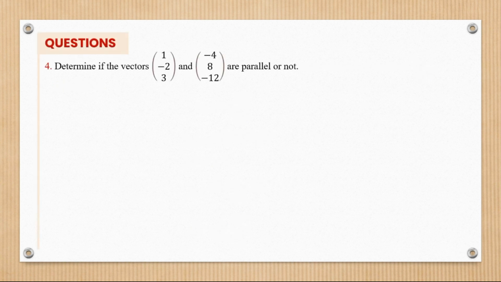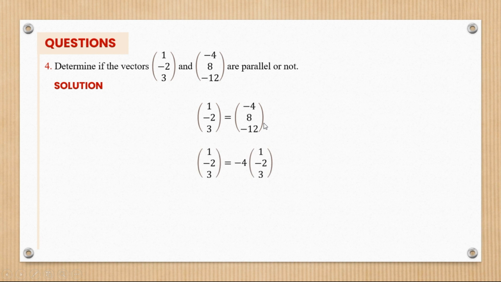So next we're being told to determine if the vectors, so these are two different columns, 1, negative 2, 3, and negative 4, 8, negative 12 are parallel or not. So how do we do this? These are the two vectors that we actually have. When I look at the column vector on the right hand side, I can see that I can factorize out a negative 4. So when I do that, this is what I'll have. I'll be left with 1, negative 2, 3.